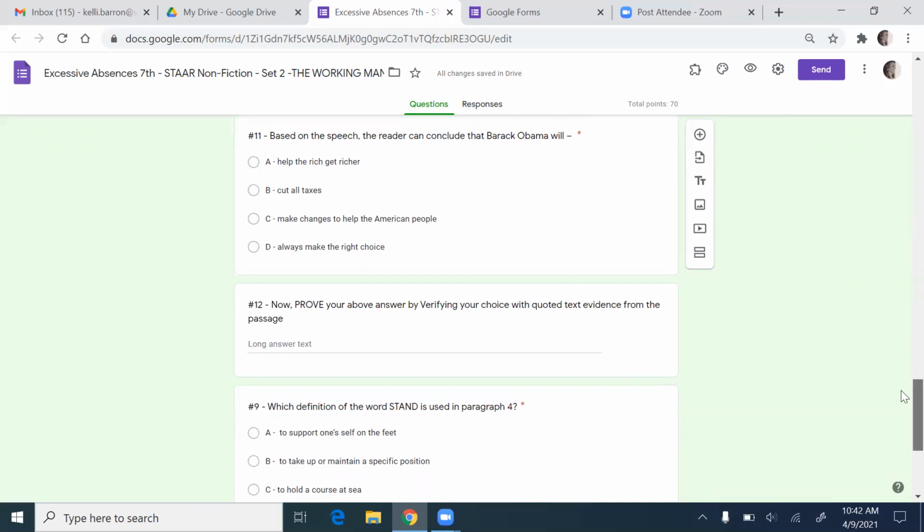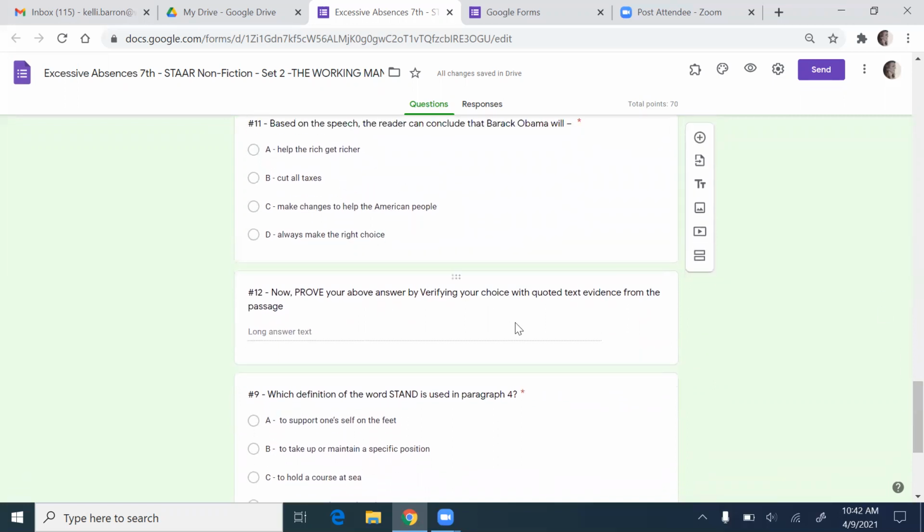Okay. Same thing here. They're going to find a quote above. So when they prove by verifying, again, that's a quoted text. So what is a quote that shows that Barack will make changes to help the American people? All they have to do is write the quote here.